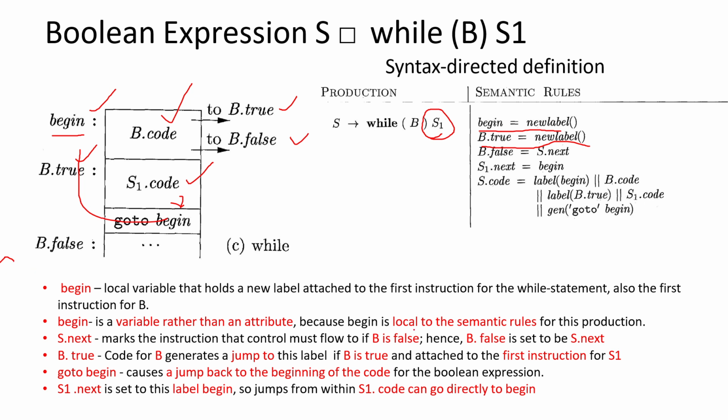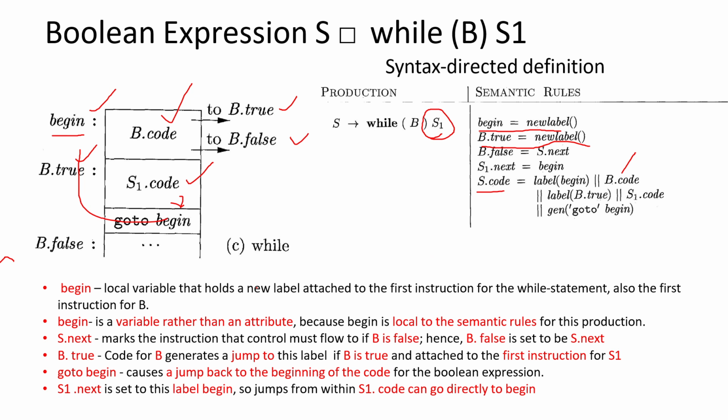Now we are writing the statements of the semantic rule. s.code is: first a label of begin, then b.code. We are evaluating b.code. If the condition is true, it will go to the label of b.true, then s1.code, then gen of goto begin. So what is begin? Begin is a local variable that holds a new label attached to the first instruction for the while statement, also the first instruction for b.